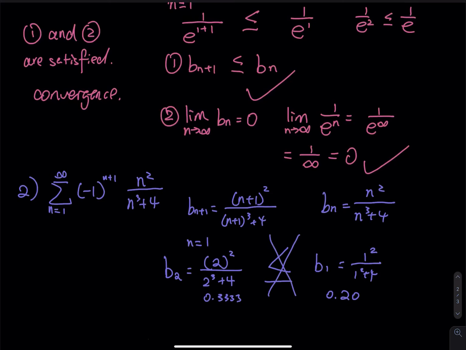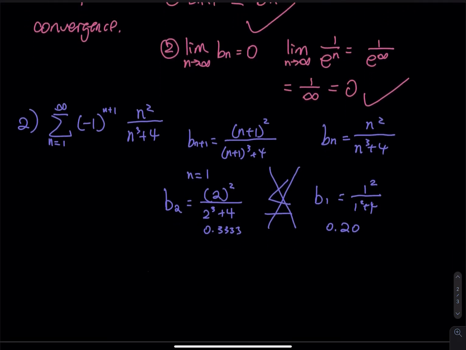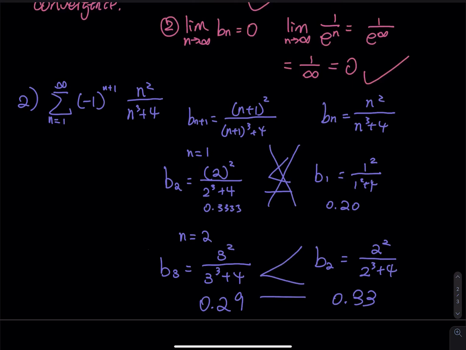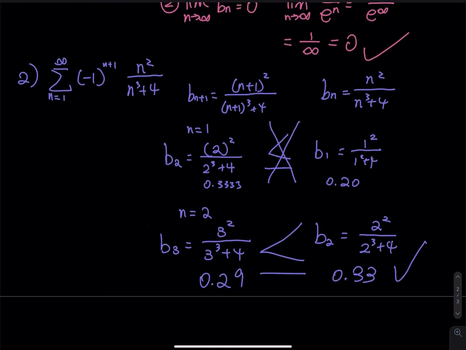When you encounter this situation, don't panic. Try one more: n is equal to 2. So we have 2 plus 1 equals 3. So this is 3 squared over 3 to the third, plus 4. And then on the other side, b2 is 2 squared over 2 to the third, plus 4. If you do a quick approximation, this is 0.29, and this is 0.33. So now the inequality is satisfied. So number 1 is satisfied. When you see this situation, you can still try n equals 3 and n equals 4, and they will be satisfied. So number 1 is done. Number 1 is checked.